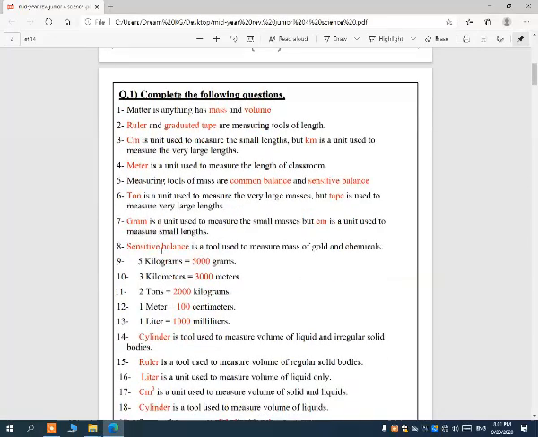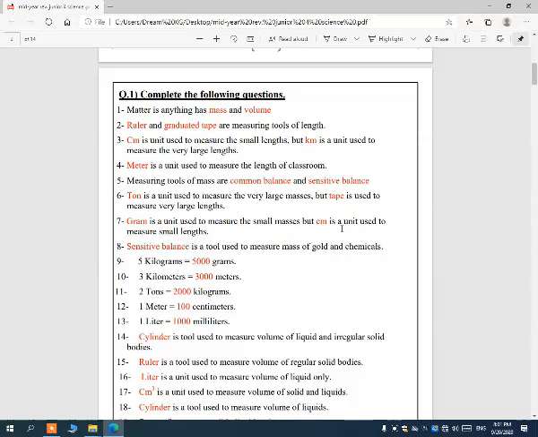Number 7. Dots is a unit used to measure the small masses. What is the unit to measure the small mass? I said before, I have the units of the mass. I will focus. What do I have for the masses: gram, kilogram, ton. From these, the one for the small masses is gram. So the gram is the unit used to measure the small masses.